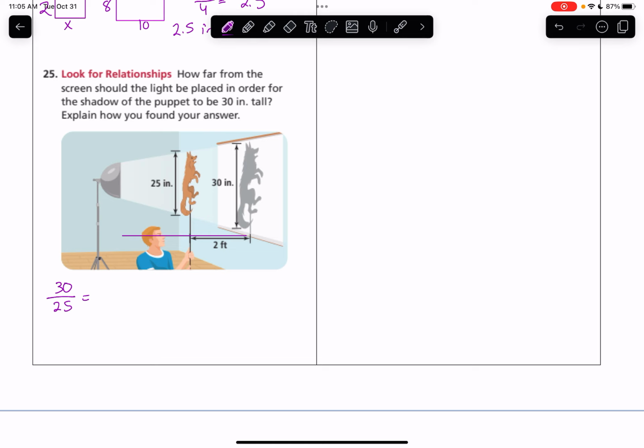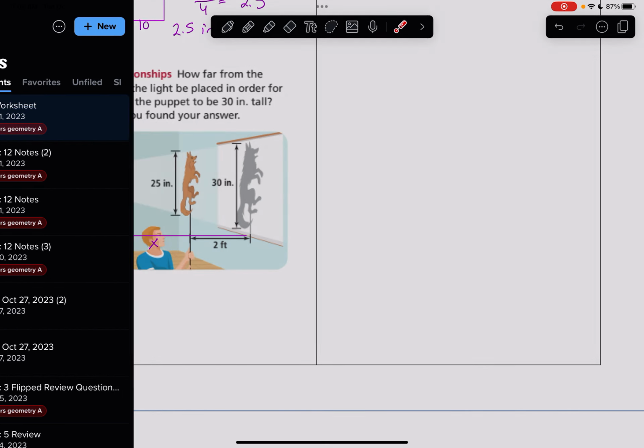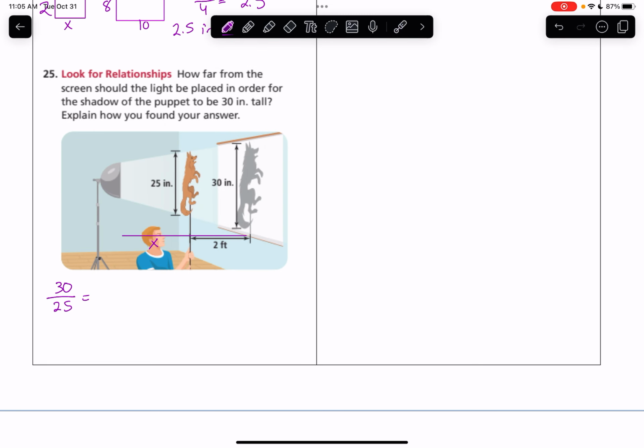We don't know how big that is. We know that this piece is 2, the distance between 25 and 30, but we don't know the entire distance between the projector or the light and the screen. So that means that I need to use this piece and call it x. So I'm going to say when the height is 30, the length is x plus 2, over when the height is 25. When the height is 25, the length is just x. It's only this distance right here.